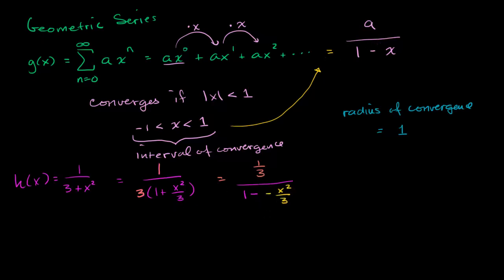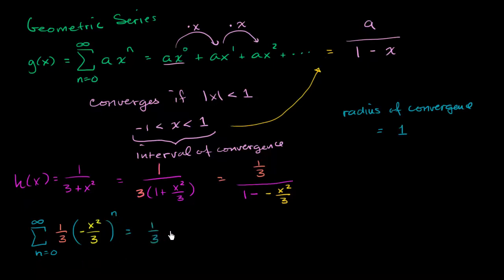And so now we could say that the sum, let me do it in blue, the sum from n equals 0 to infinity of, see, our first term is 1/3 times our common ratio to the nth power. Our common ratio is negative x squared over 3. And if we wanted to expand this out, the first term is 1/3 times all of this to the 0th power, so it's just going to be 1/3.